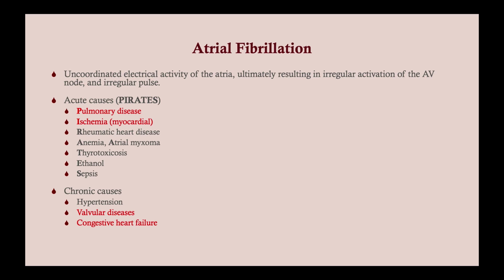There are a variety of causes. I highlighted the ones in red that I think are the most important to know because they're more common. But as far as acute causes, pulmonary disease and ischemia. So if you have a patient with a recent heart attack, it's very common for them to develop atrial fibrillation because there can be damage to the atria, which then can lead to discoordinated electrical activity. Pulmonary disease can expand the atria, and that can disrupt the normal electrical impulses through the atria.